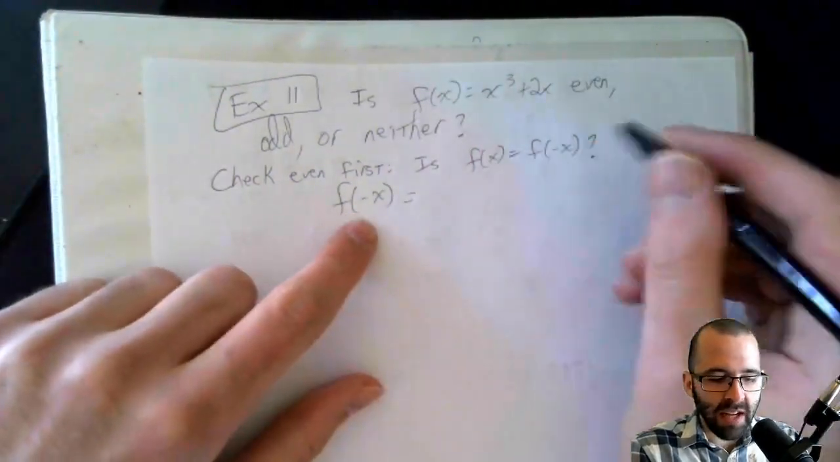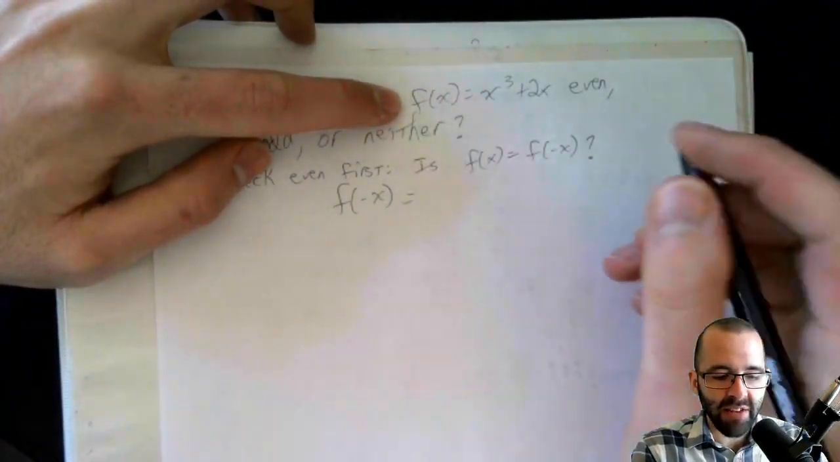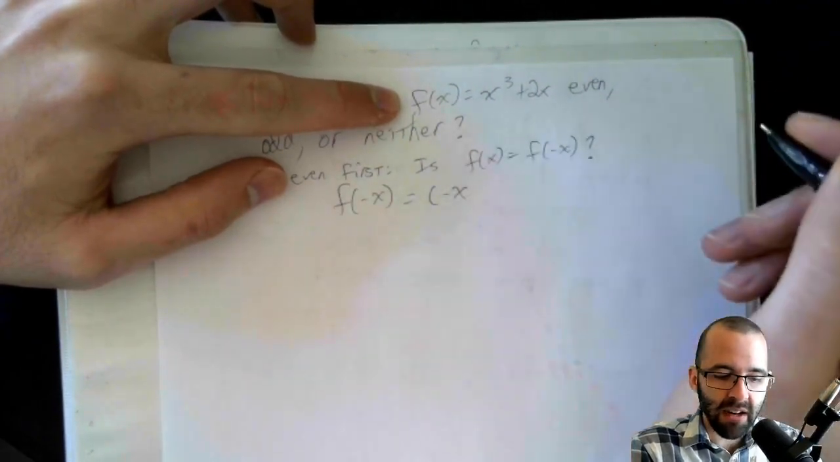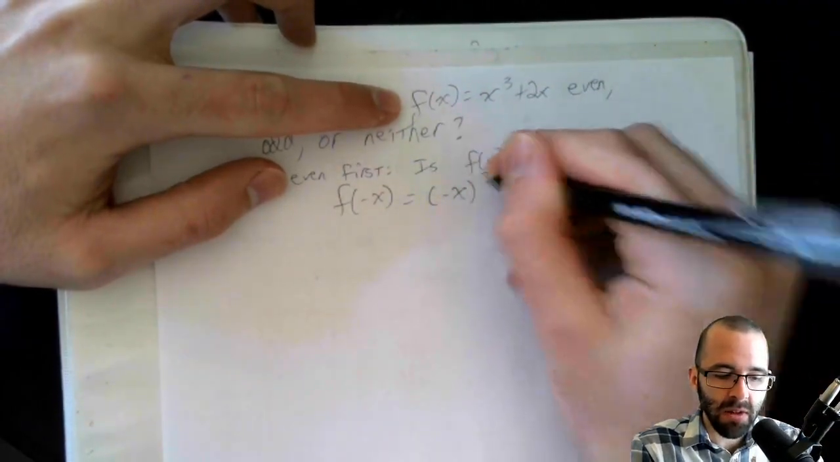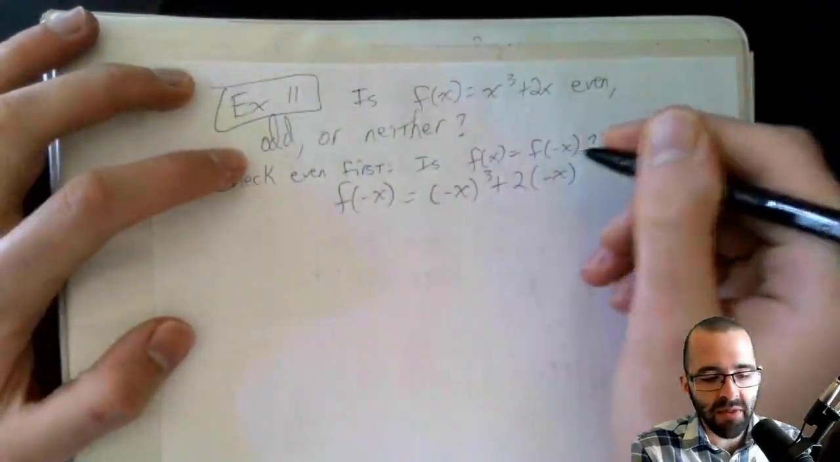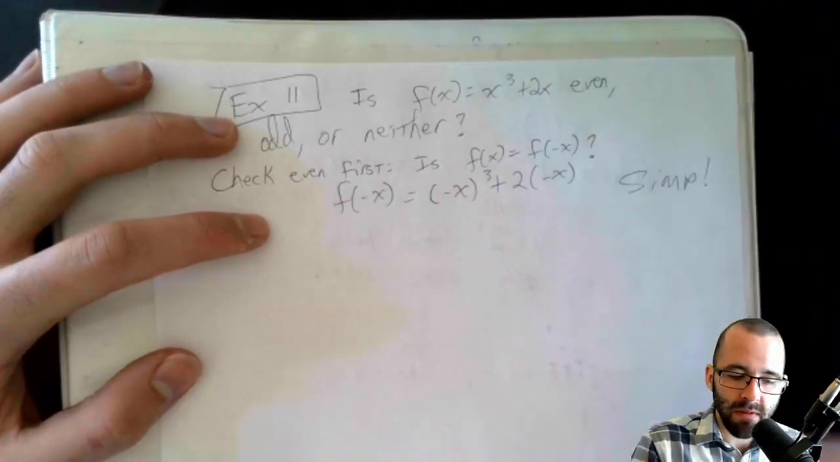So we plug in, we look at f of x. Everywhere that there's an x, we replace with a negative x with parentheses. So we got negative x cubed plus 2 times negative x. Let's simplify this. You're going to have to simplify this.